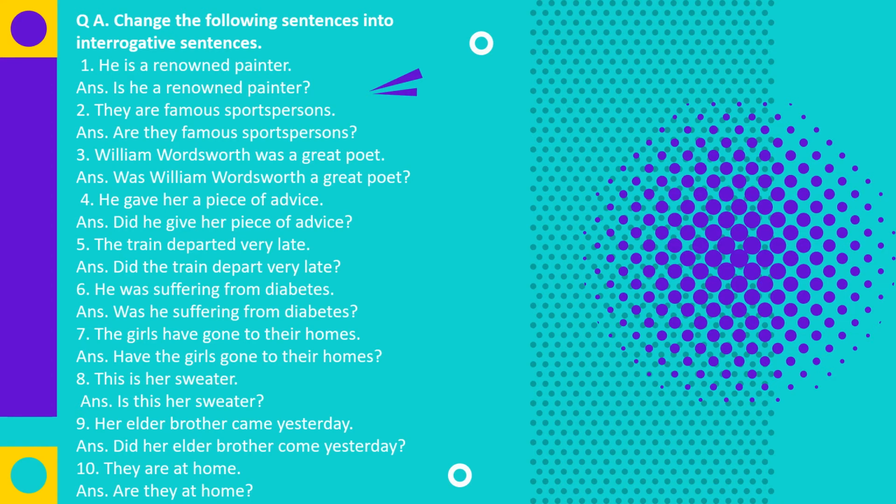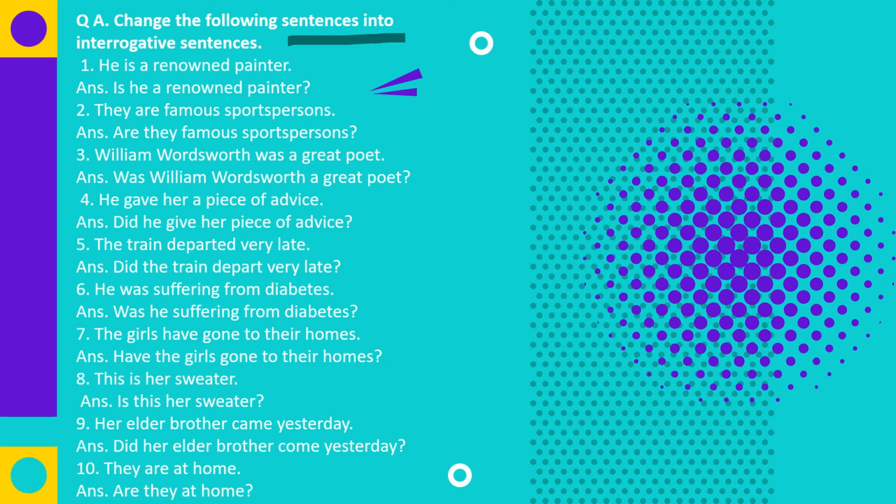Now in this class we are going to exercise how much we have learned and understood so far. In this question, we have to change the following sentences into interrogative ones. Number one is, he is a renowned painter. And the answer will be, is he a renowned painter? Remember, we are keeping the helping verb before the subject to make it a question. And of course, we are adding a question mark as well. So it becomes, is he a renowned painter?